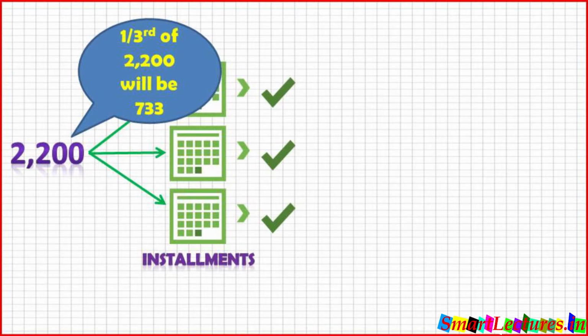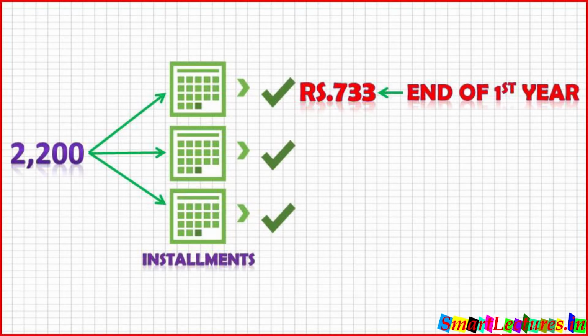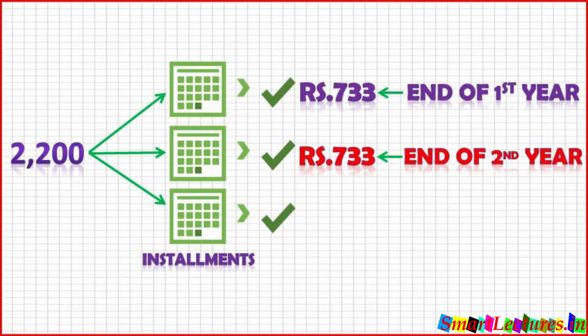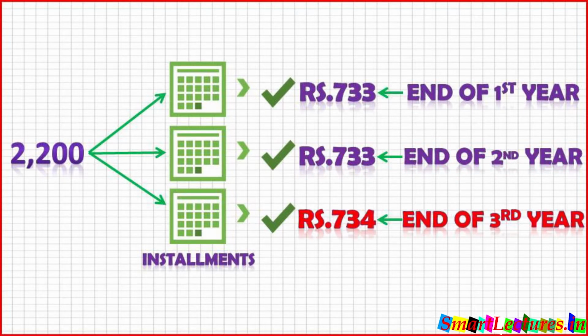So 1/3 of 2,200 will be 733. So at the end of first year we will pay 733, and at the end of second year we will pay 733, and at the end of third year we will pay 734. I am not going to write down any paisa for the convenience of calculation. So the paise has been rounded off to 1 rupee.